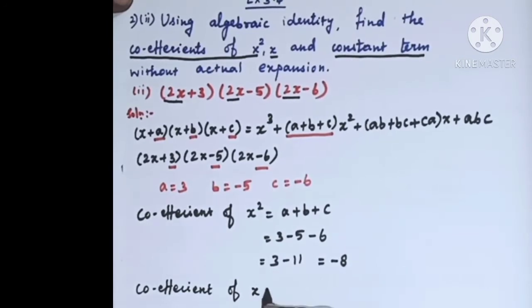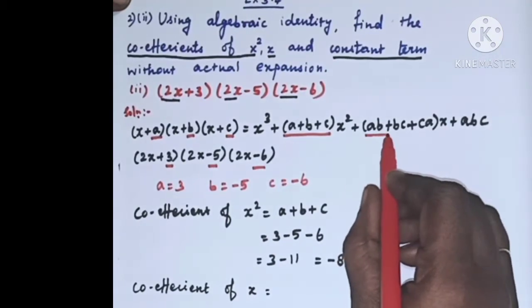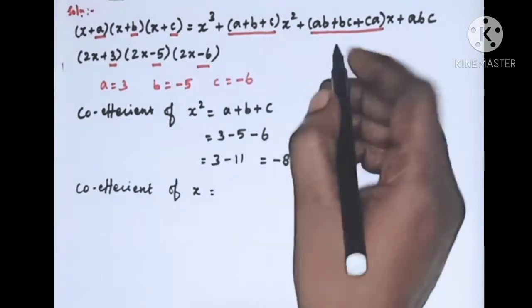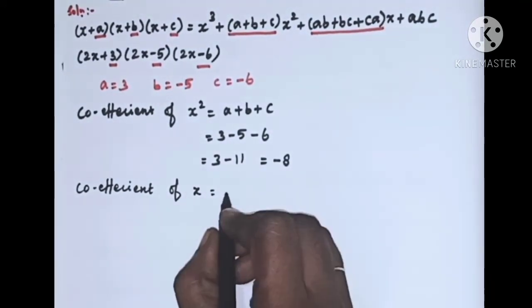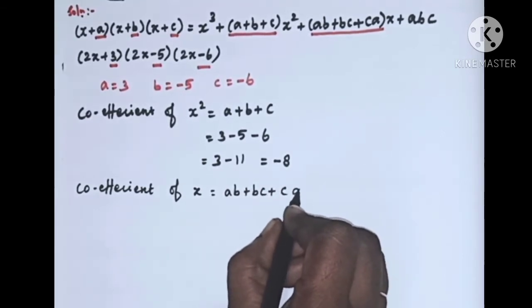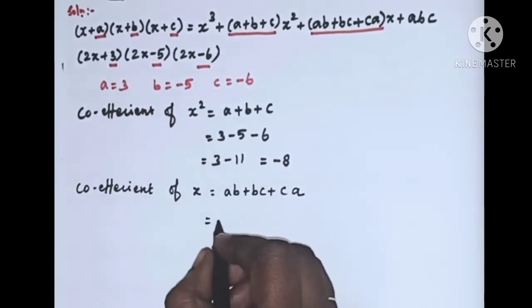Coefficient of x is nothing but the term multiplied by x. The term multiplied by x is ab plus bc plus ca. So this is the term multiplied by the variable x. So the coefficient of x is equal to ab plus bc plus ca, which is equal to a. So the value of a is 3.